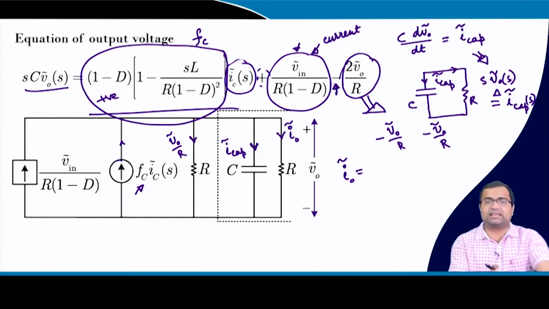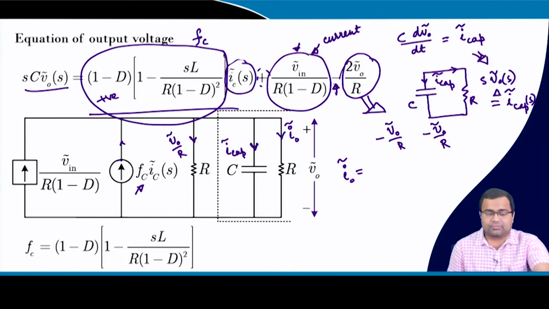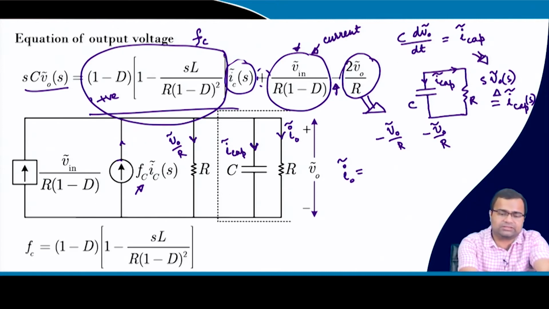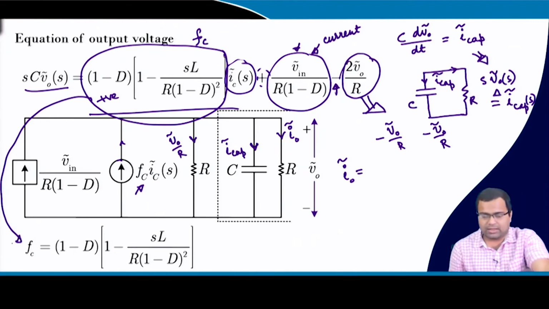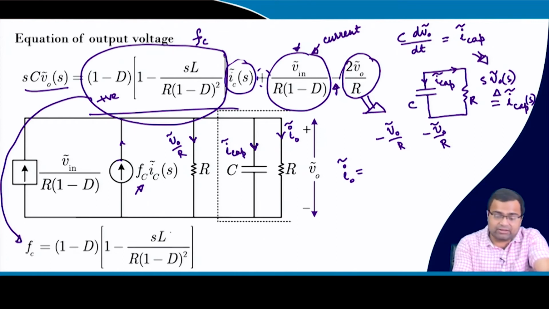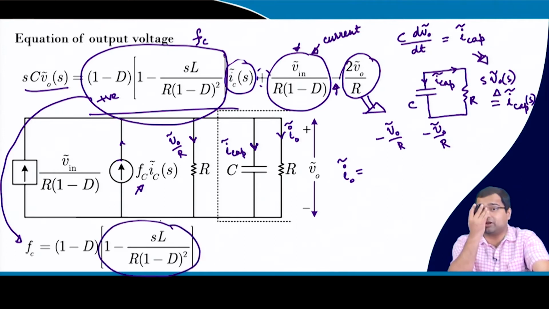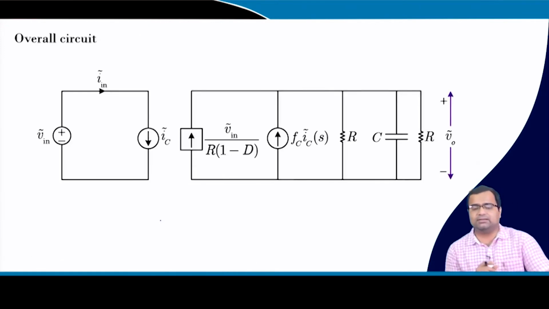So, this represents the equivalent circuit where FC is here. This is my FC, I told you, and you will see there is a right half plane 0 also, it is a transfer function, it is just not a constant quantity. So, overall circuit is this.